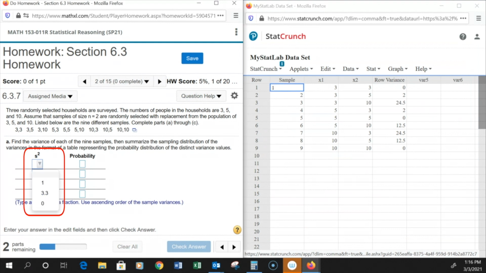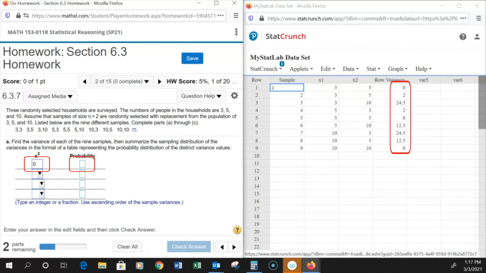They give you a choice of, well, what should you use for S squared? And you say, I don't have any ones, right? I'm looking at these variances. I don't have any ones. I don't have any 3.3s. Oh, I have some zeros. So let's look at the zeros. And what's the probability that one of these is a zero?